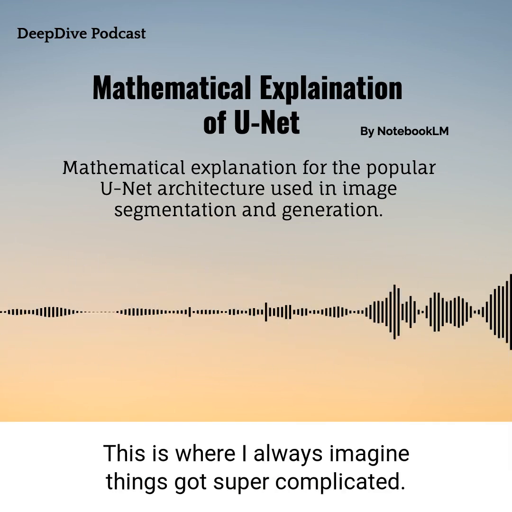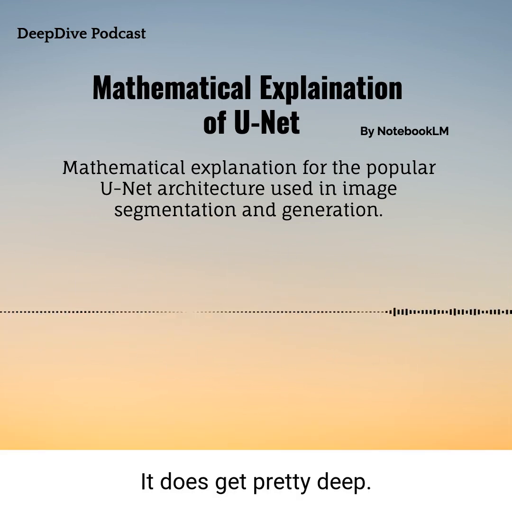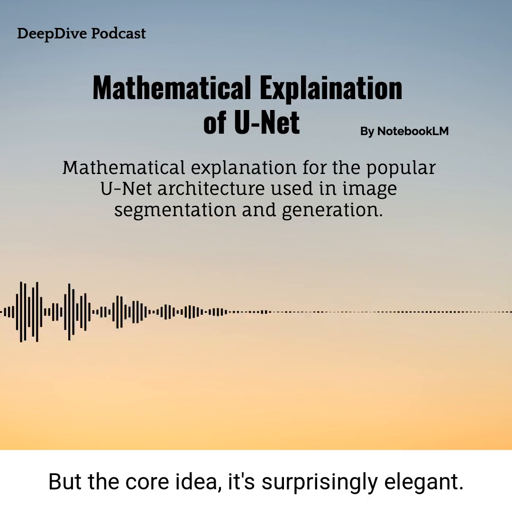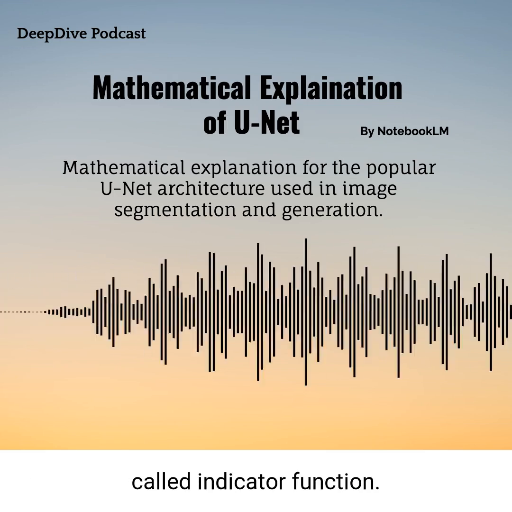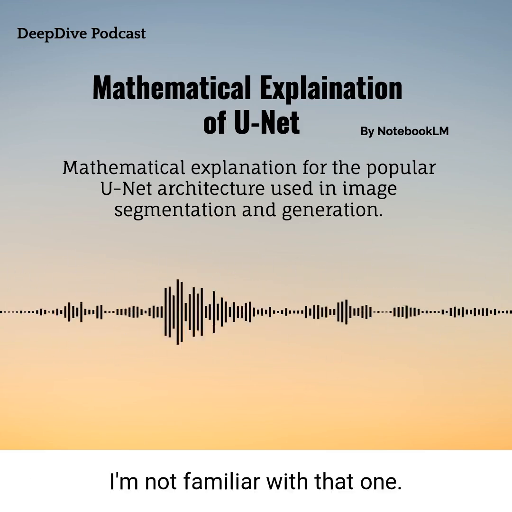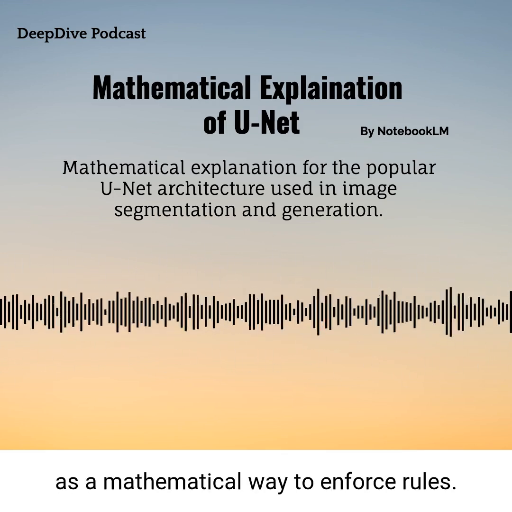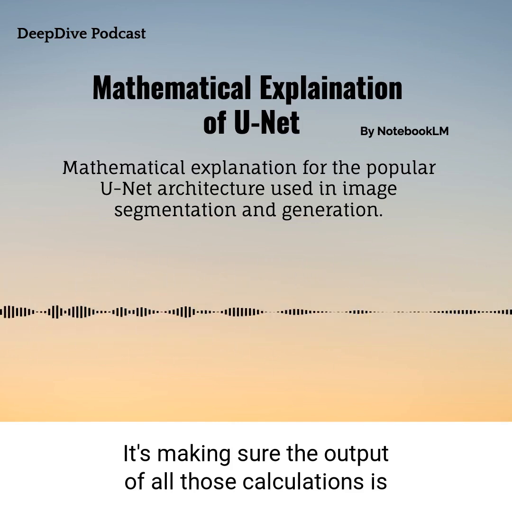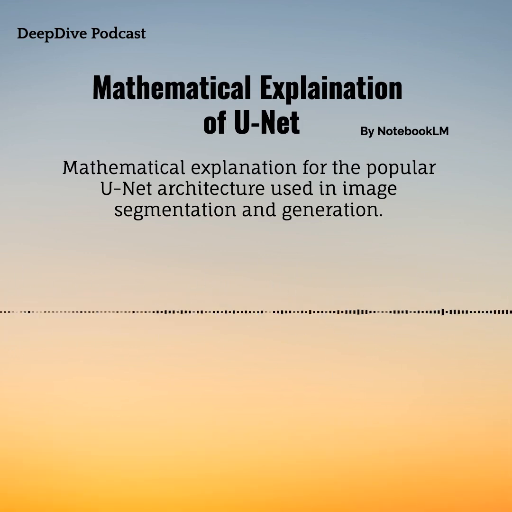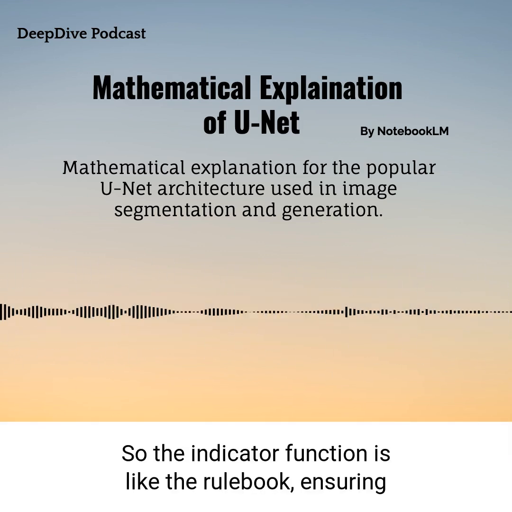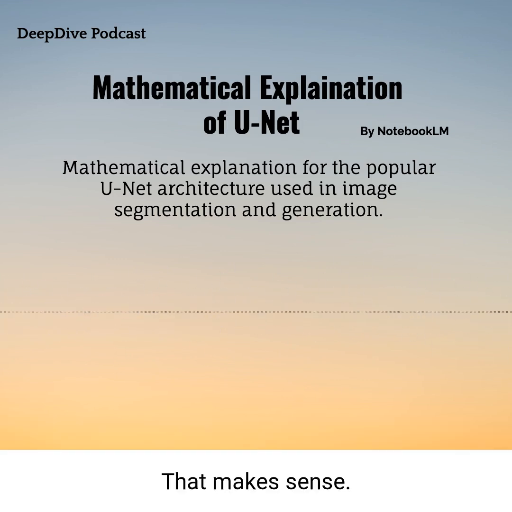Now, this is where I always imagine things got super complicated. Like we're talking complex equations, algorithms. Yeah, it does get pretty deep. But the core idea, it's surprisingly elegant. One of the key tools UNet uses is something called an indicator function. An indicator function. Okay, I'm not familiar with that one. It's kind of a mouthful, but think of it as a mathematical way to enforce rules. It's making sure the output of all those calculations is actually a segmented image and not just a jumbled mess. Okay, so the indicator function is like the rule book, ensuring everything stays within the lines of what a segmented image should look like. That makes sense.